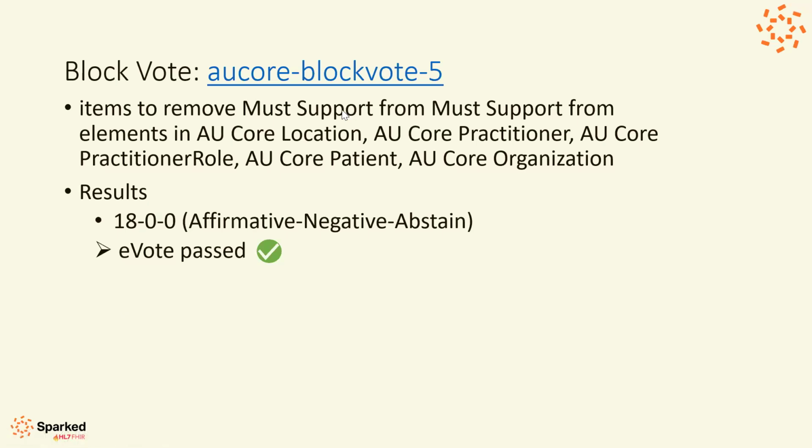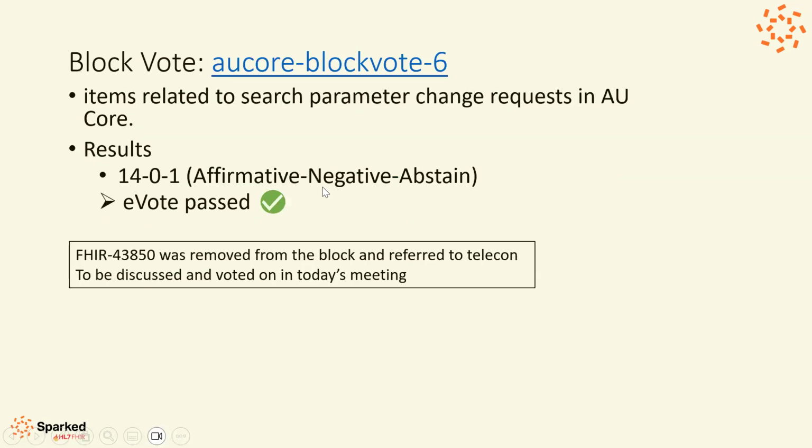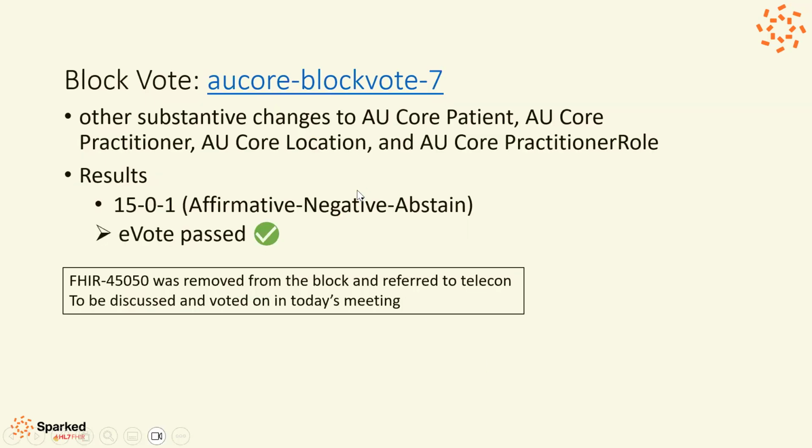We then also had block vote 5, which was removing must support from, oh, that's a typo, sorry. That should read removing must support from elements in location, practitioner, practitioner role, patient and organisation. And that also passed. So that is underway. Then we have block vote 6, which was related to search parameter changes. Now, out of that, which did pass, one of the items was removed from the block. And in fact, that's the one we just talked about and went through. And since that's passed, that's great. We can update with that.